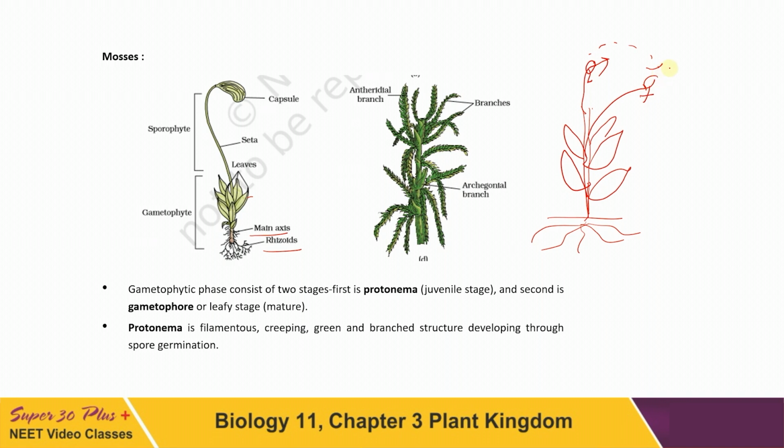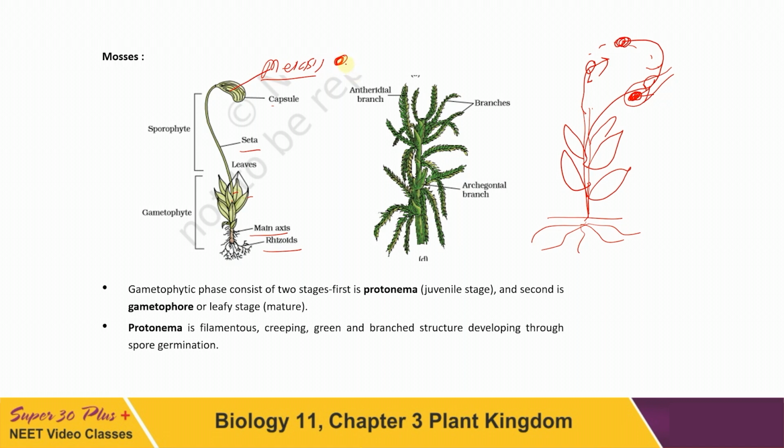What will happen here on this plant? The zygote will be formed, and then the zygote will develop into sporophyte. You are seeing here, this is the sporophyte, which is dependent upon the gametophyte. It is divisible into seta and capsule. Here there will be meiosis division, and spores will be formed.